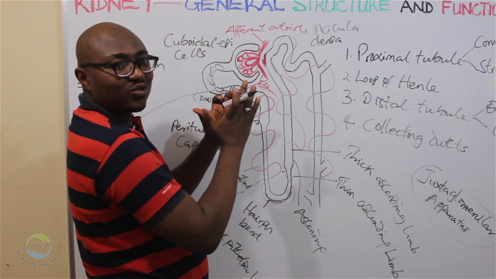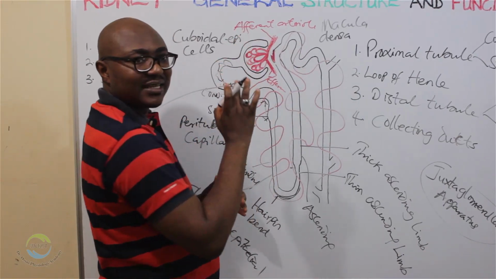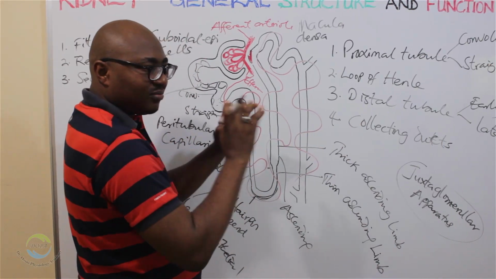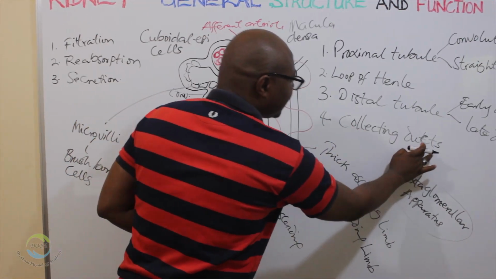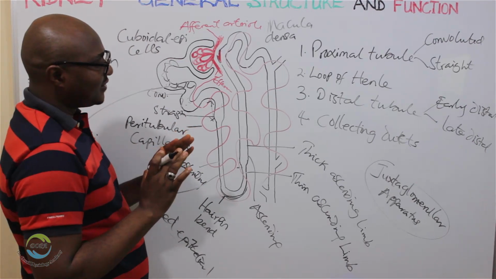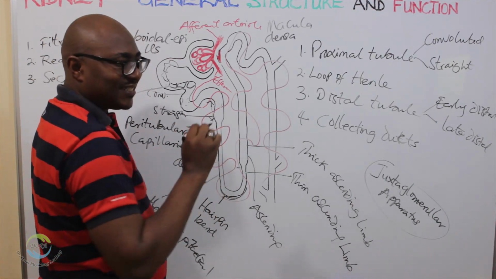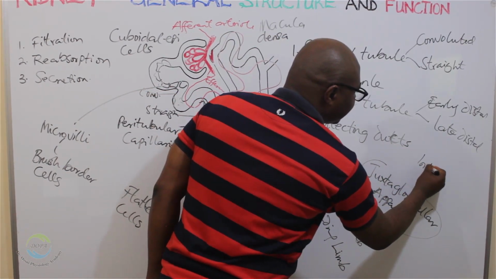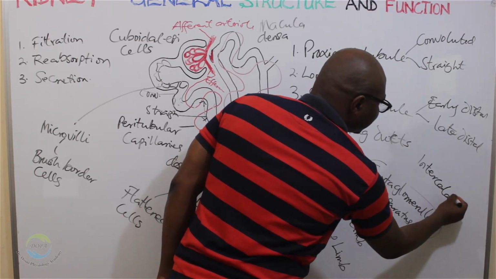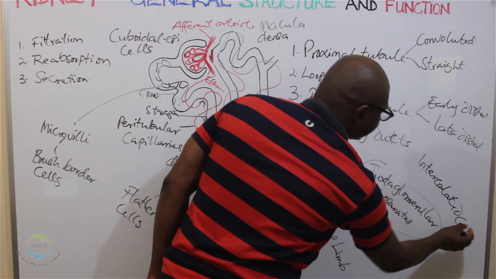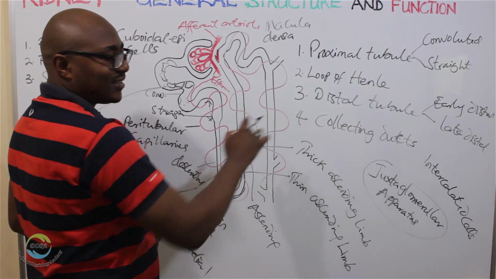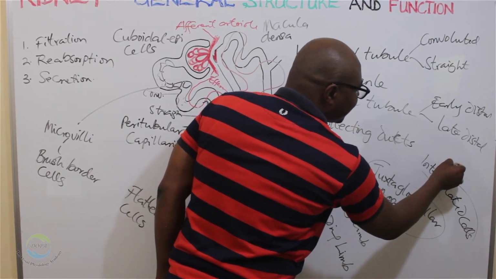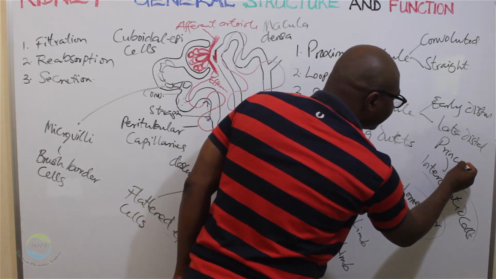So the early distal tubule has similarity with the thick ascending limb, and the late distal tubule has very close similarities with the collecting duct. And what are those similarities? The late distal tubule has intercalated cells. While the collecting ducts have, in addition to intercalated cells, what is known as principal cells.